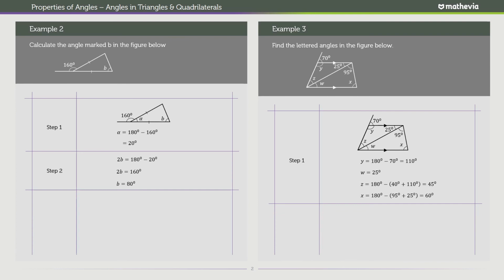And that would bring us to the end of this very simple lesson. Pretty much all you need to remember is the sum of the angles in a triangle equals 180. The base angles of isosceles triangles are equal. The sum of angles in a quadrilateral equals 360 degrees, and opposite angles in a parallelogram are equal.